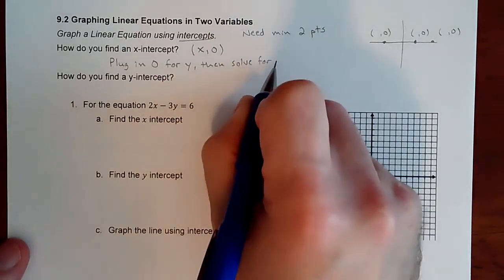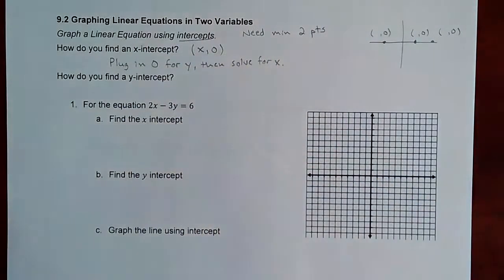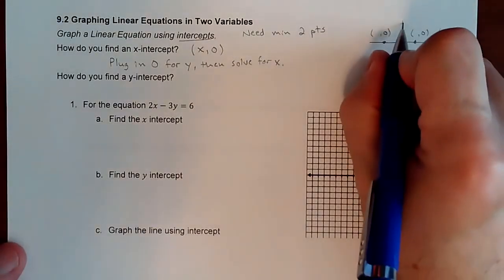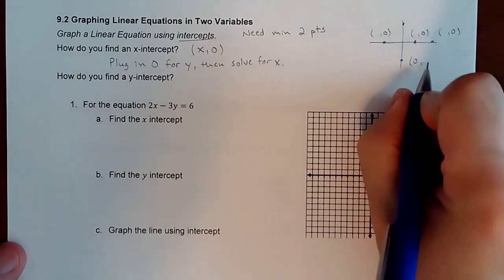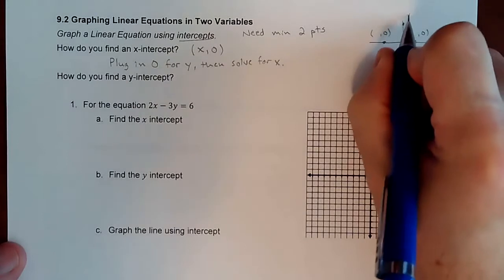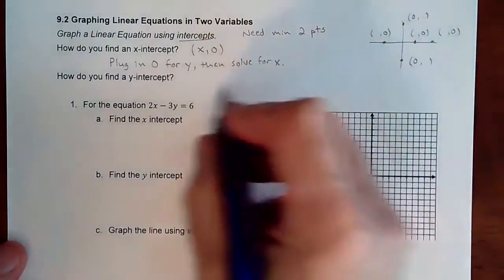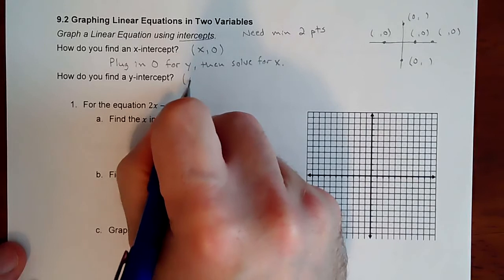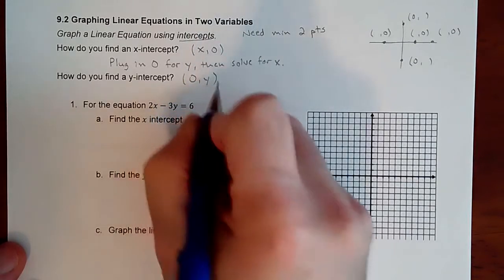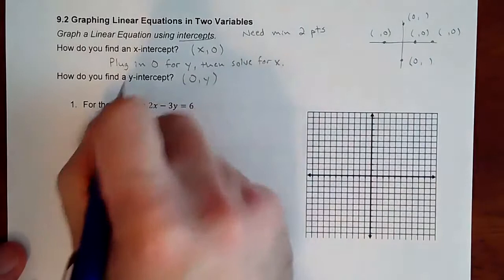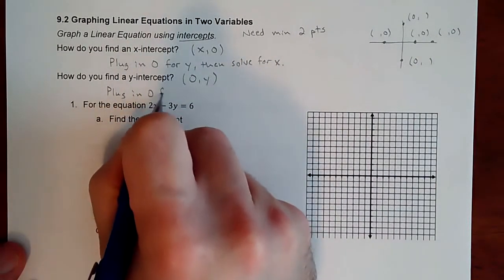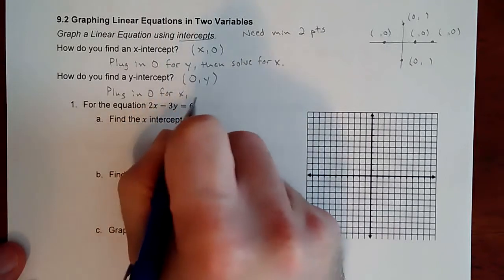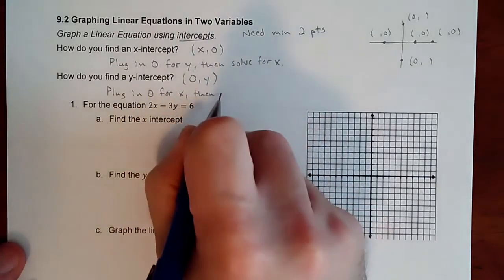All right, so why this is not a bad method is because plugging in 0 is pretty nice. How do you find a y-intercept? Well, any point that's on the y-axis, they all have something in common, and it's the x value is 0 because there's no left and right associated with it. So you're looking at every single y-intercept at 0 comma y. All right, so same idea. Plug in 0 for x this time, then solve for y.